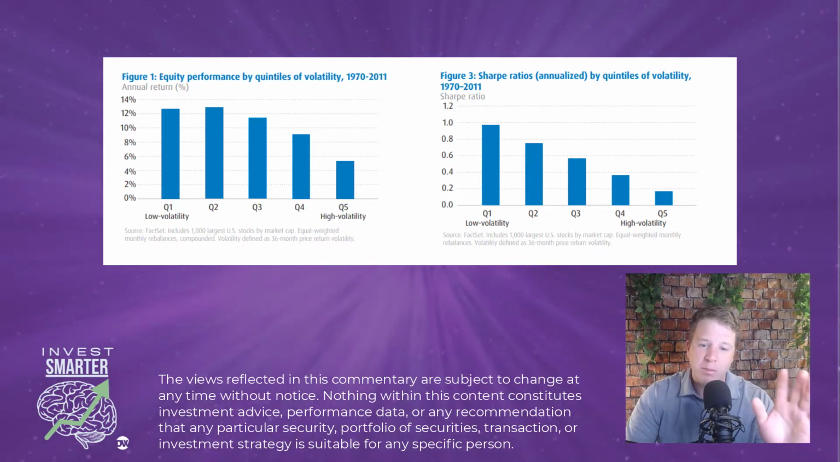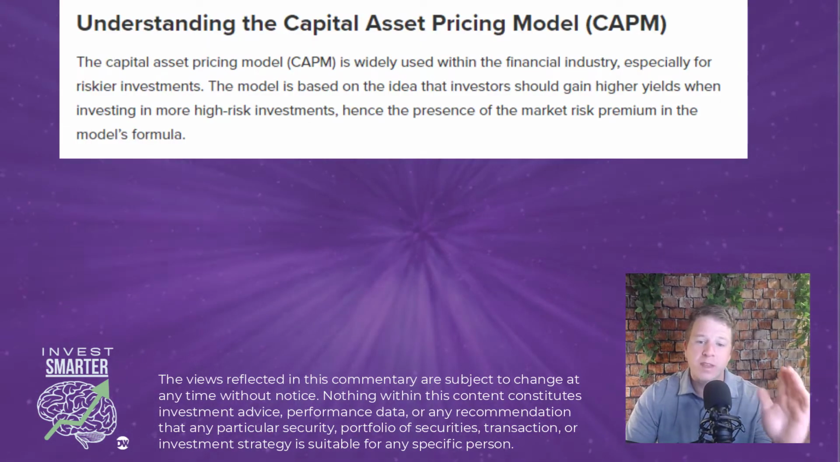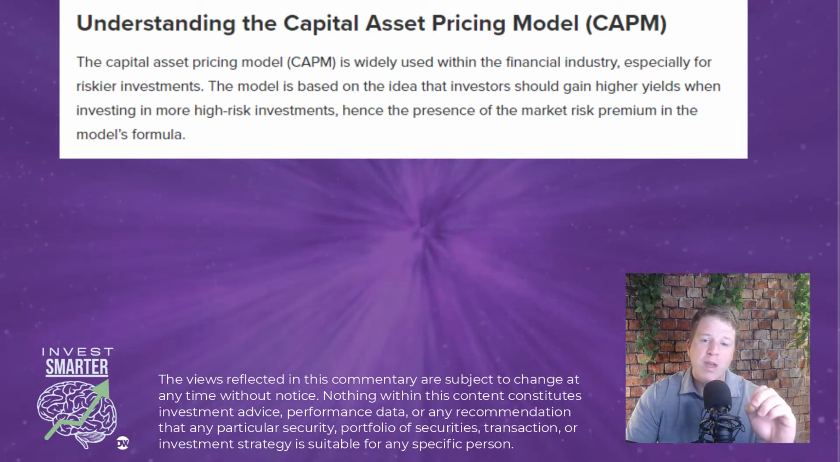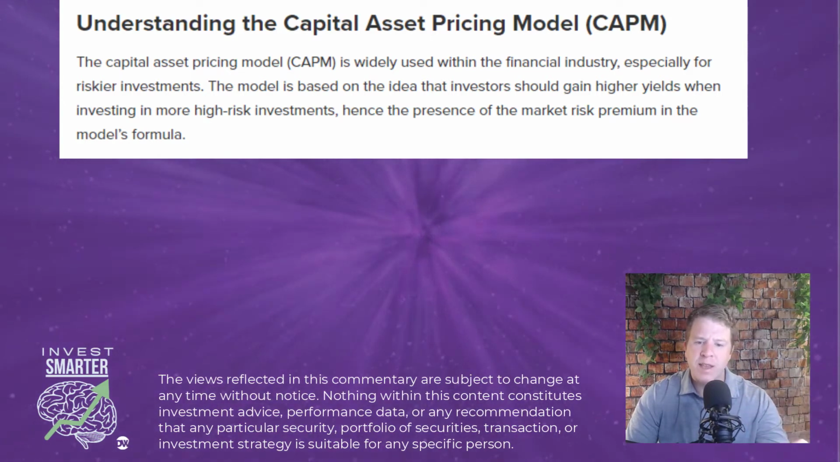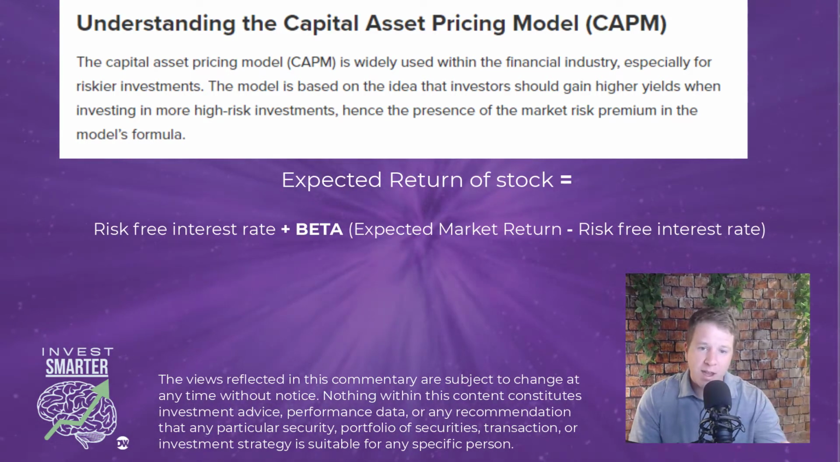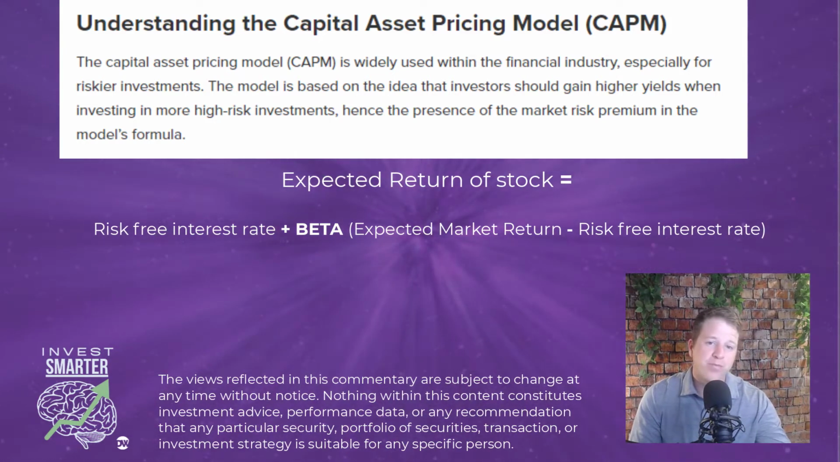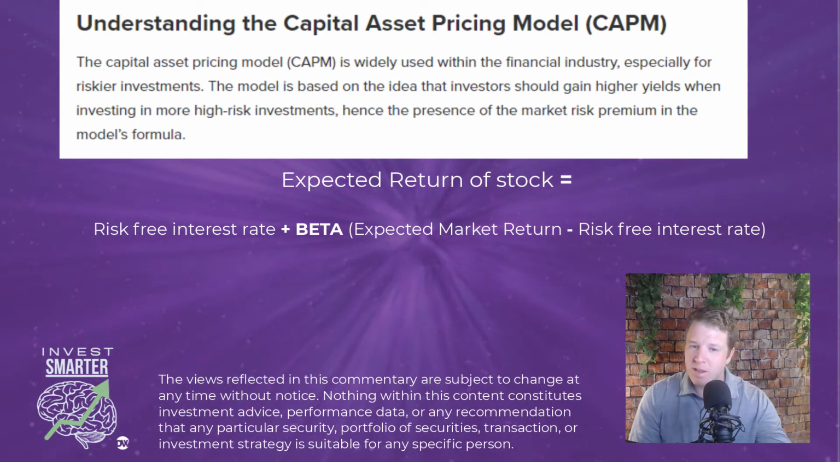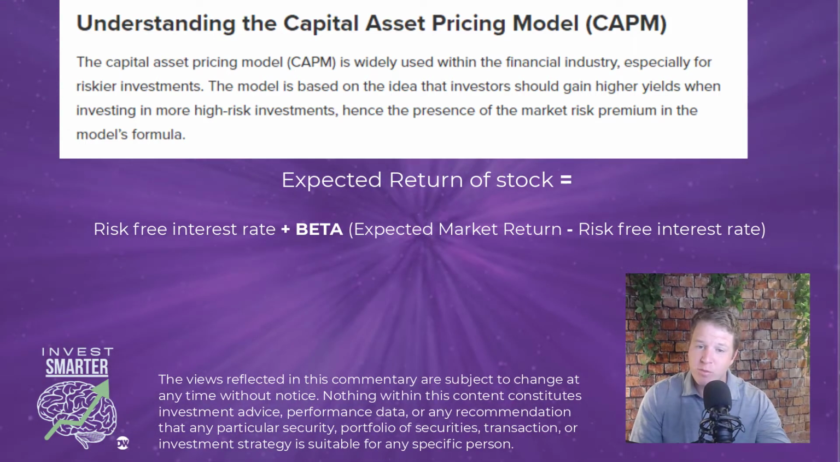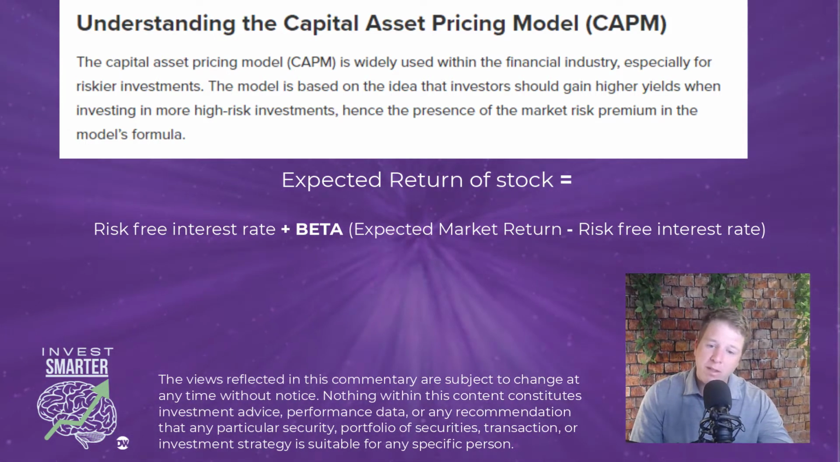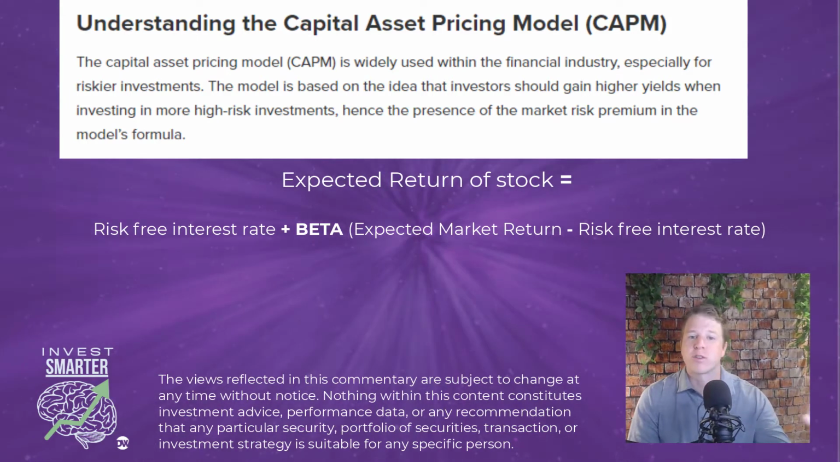Now, it goes against some conventional wisdom. There's this thing called the capital asset pricing model. And what this says, and it's pretty widely accepted, is that the expected return for your stock is equal to the risk-free rate, which could be the 10-year treasury bond yield, plus the beta of the stock, which is the stock's sensitivity to the market, times the expected return of the market minus the risk-free rate.